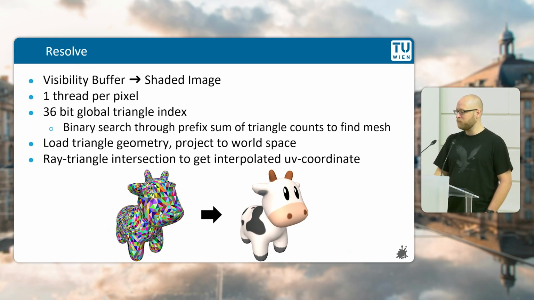And then, just some standard visibility buffer stuff. We load the triangle geometry, we project it to world space, and then we cast a ray through the pixel to the triangle to get the intersection point. And with that, we have all the information we need to do the shading. And since it's a visibility buffer, with the triangle ID, we can look up all the attributes that we might need for different kinds of materials.